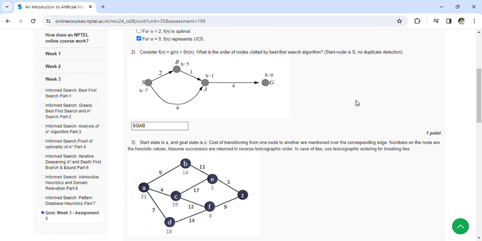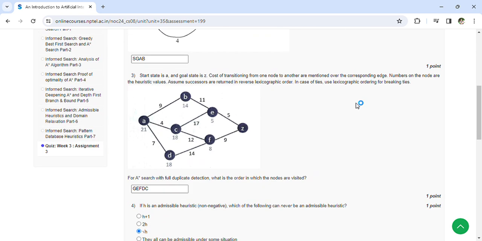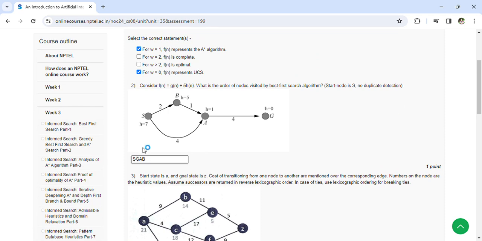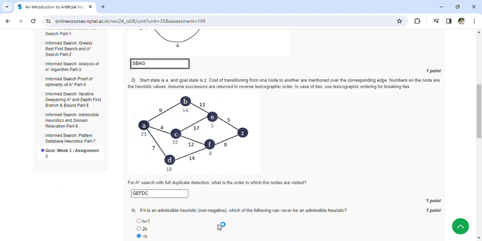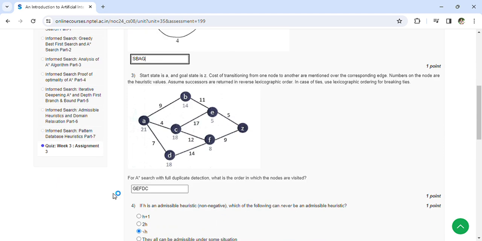Coming to the next question, the start node is A and the goal state is Z. Cost of transitioning from one node to another are mentioned over the corresponding edge. Numbers on the node are the heuristic values. Assume successors are returned in reverse. Just a minute. For this, the answer is BAG. Okay. So, coming to the third question, the answer is GEFDC.